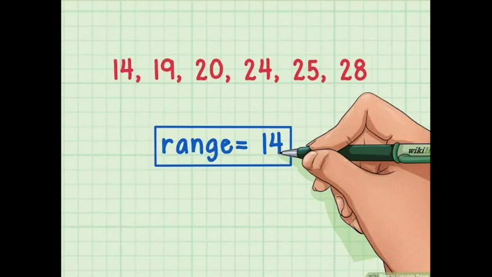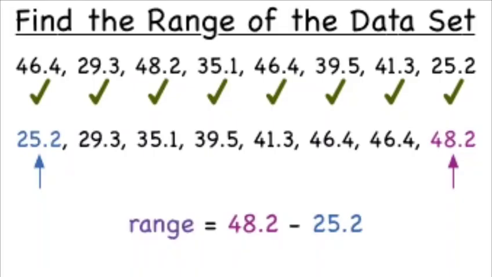Let us see another example. See, dear students, here also there is raw data, and to find the range of the data, you have to find the maximum value, that is 48.5, and the minimum value, that is 25.5. When you subtract, you will get the range of the data, that is the range of the data is 23.